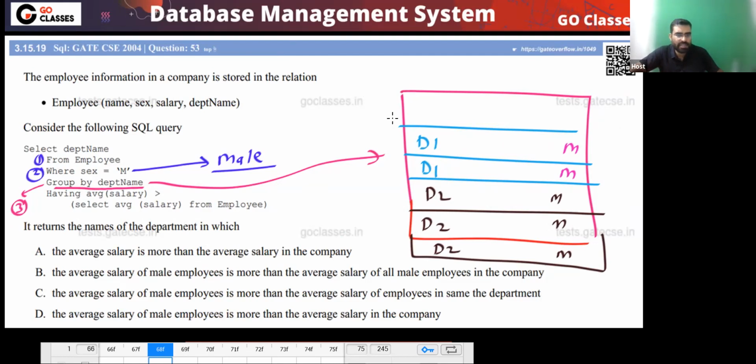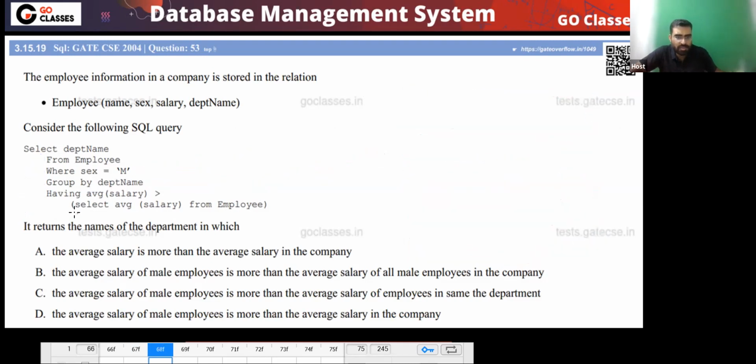No, this is not a nested query. Okay, so here you have a nested query. Actually, yes, this is a nested query, because in the having clause, we have this. Yes or no? So this is a simple subquery.